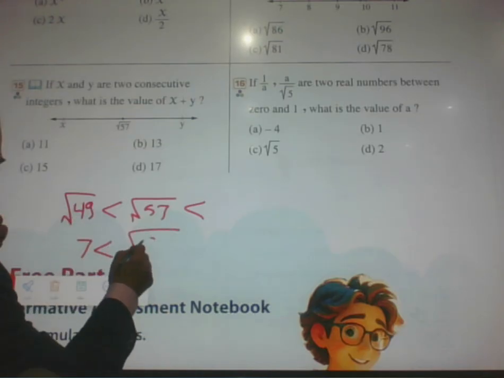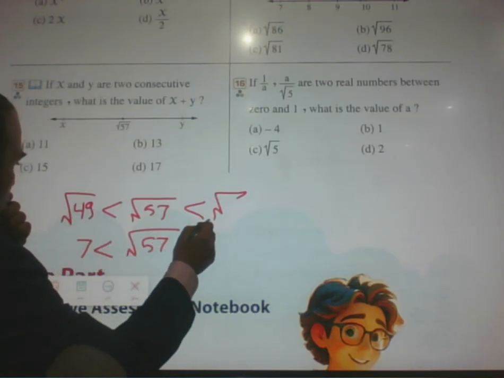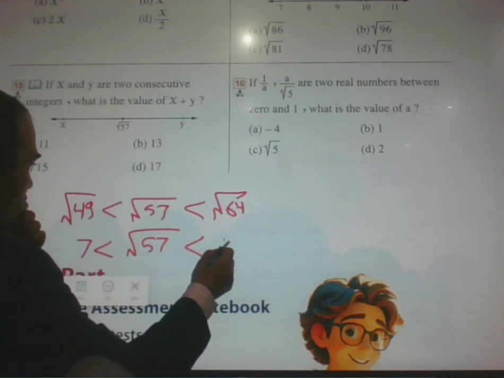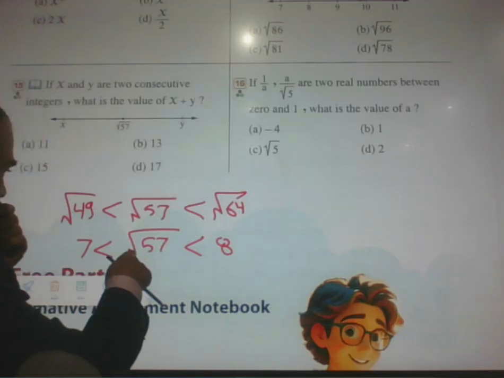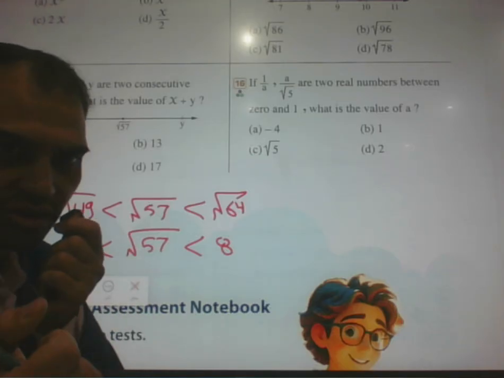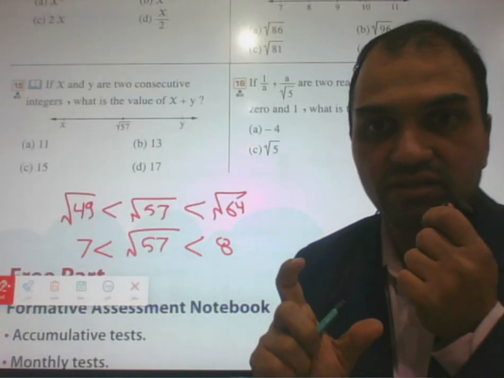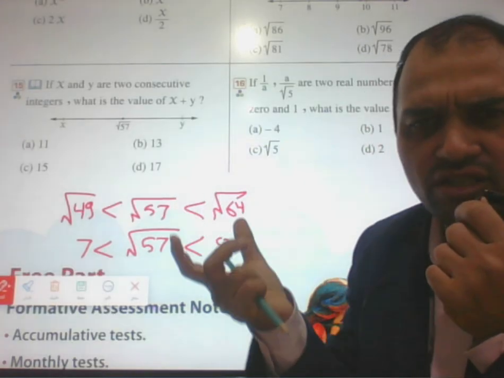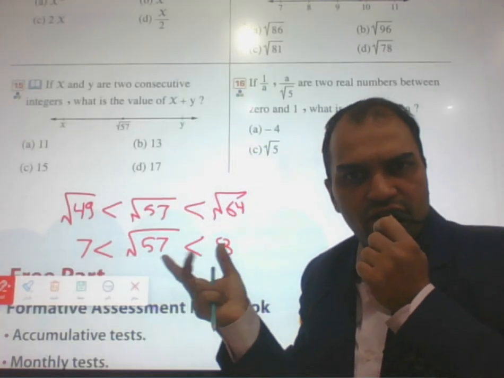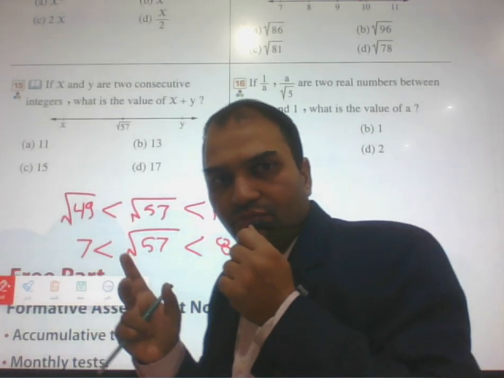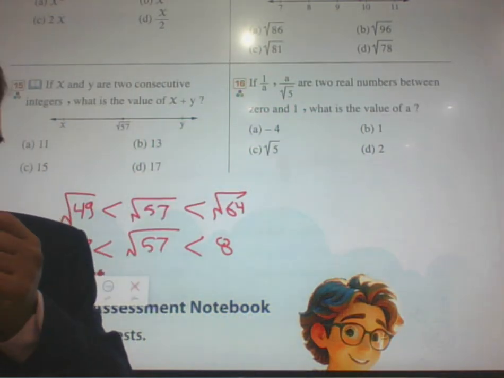Then the next number here will be what? 8 times 8, 64. Right here, 64. Then 57 will lie between 7 and 8. Or you can use a calculator. The calculator gives you the square root of 57 as a decimal number, and ask yourself what two numbers this decimal lies between. It lies between 7 and 8. So the value of x will be 7 and the value of y equals 8.